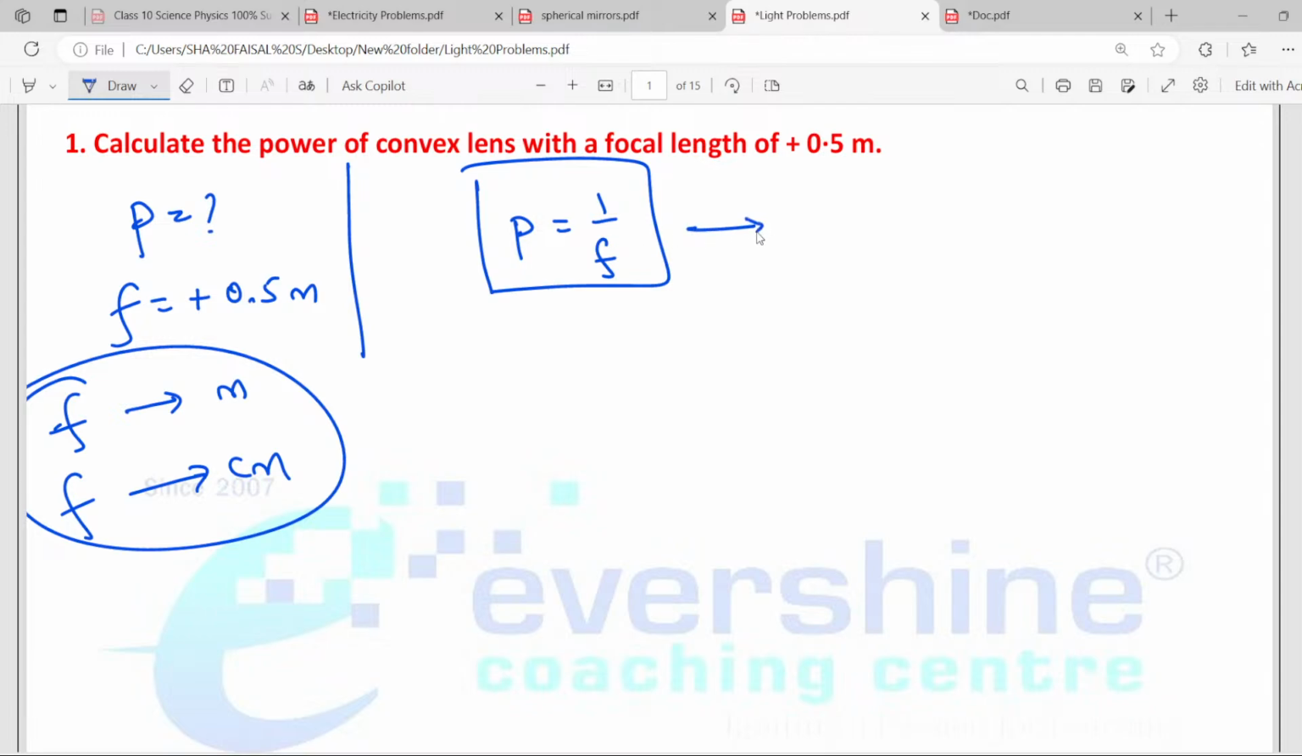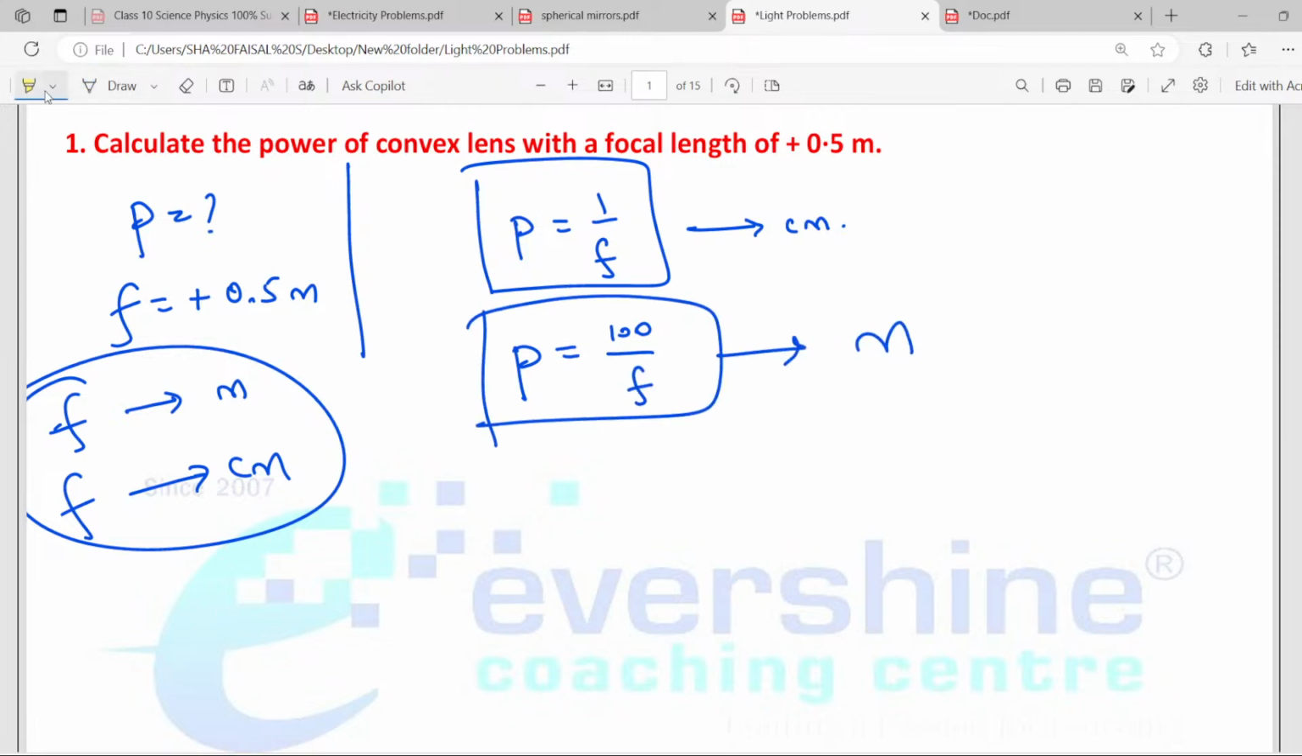When should we use this? If they give the focal length in centimeters, you should write 1 by F. If they give it in meters, then you should write 100 by F. This is the difference, very, very important. Most of them don't know this calculation, so they will go wrong. If the focal length is in centimeters, use 1 by F. If it is in meters, use 100 by F.